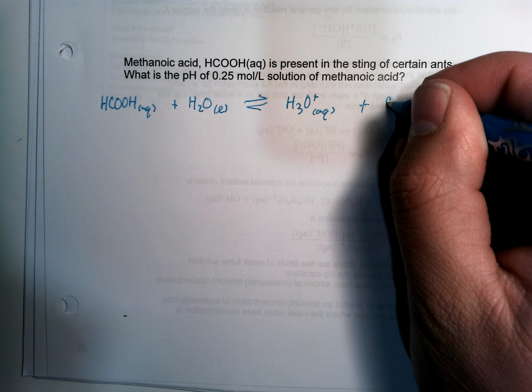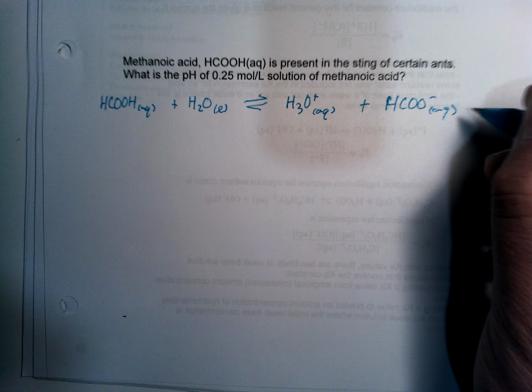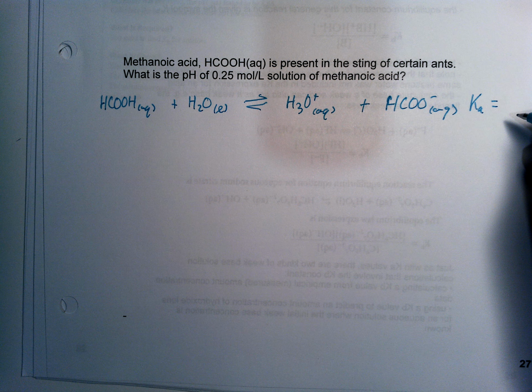Okay, we have the Ka for this. This is in our text or in our data booklet. We just look it up. 1.8 times 10 to the minus 4. Okay, and so if we have the Ka, write it down.